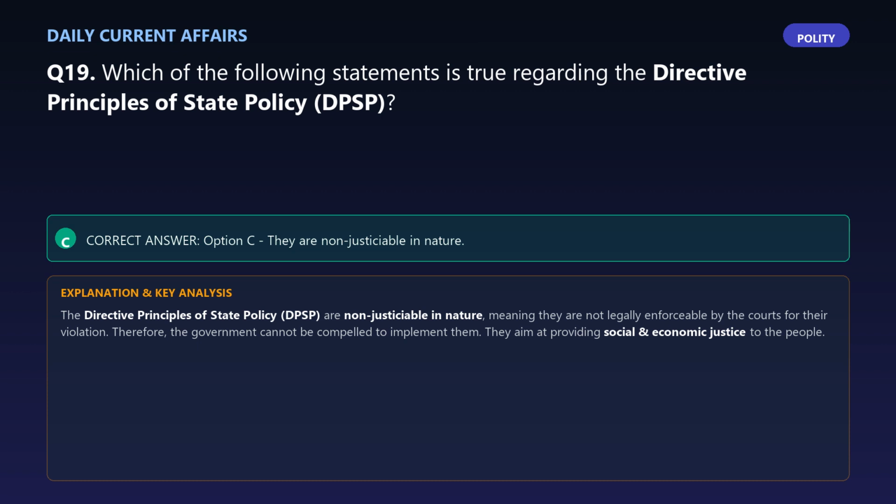Explanation. The Directive Principles of State Policy, DPSP, are non-justiciable in nature, meaning they are not legally enforceable by the courts for their violation. Therefore, the government cannot be compelled to implement them. They aim at providing social and economic justice to the people.